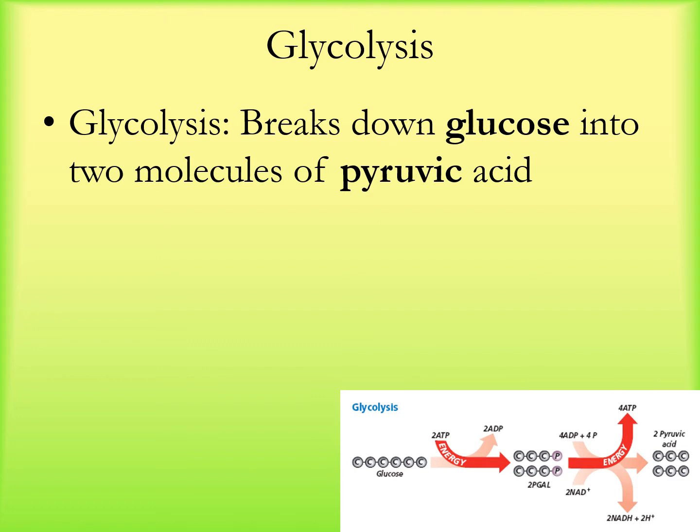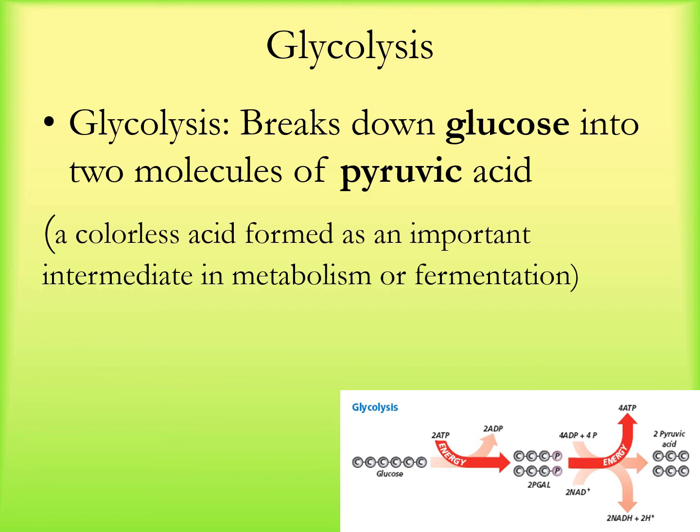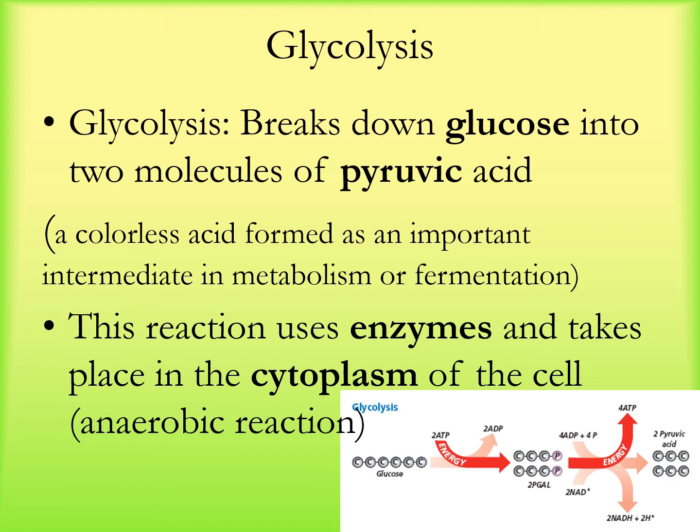Glycolysis now breaks down glucose into two molecules of pyruvic acid. So this is now the byproduct of glycolysis. This pyruvic acid is a colorless acid formed as an important intermediate in metabolism or fermentation. At the latter part of our discussion, we will also talk about fermentation, and glycolysis is one of the cycles happening in this fermentation. This reaction uses enzymes and takes place in the cytoplasm of our cell. That is why this is so-called anaerobic respiration or anaerobic reaction, because it does not require oxygen.